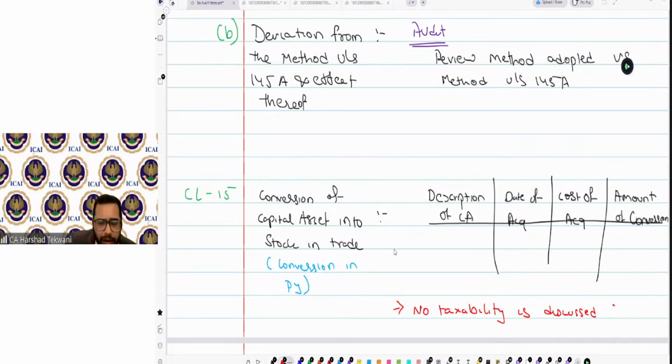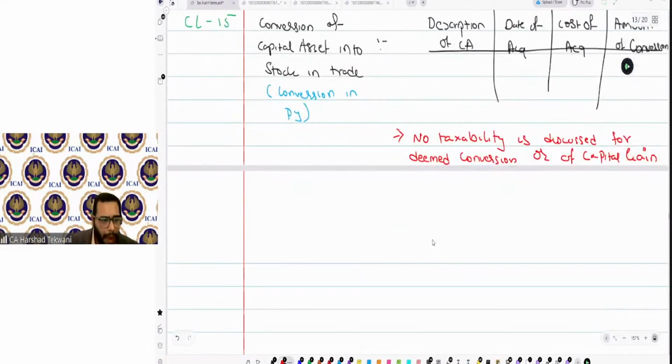No taxability is discussed for deemed conversion or of capital gain. We are just specifying the details of the conversion. For that, you need to go to the capital account registers, basically the fixed asset register for the audit point of view.